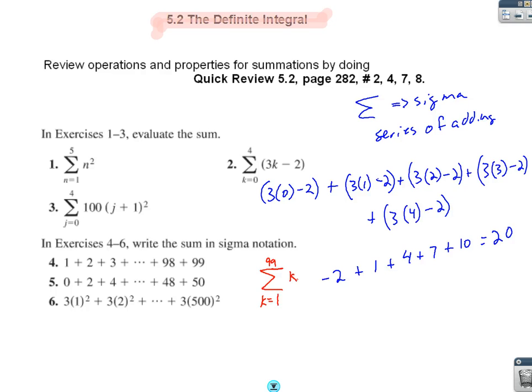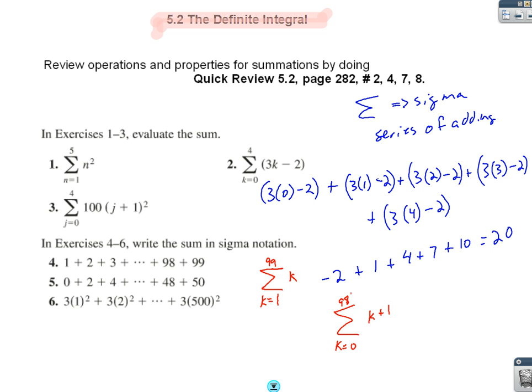Now that I have k, that's one answer I could have gotten, and that would have been fine. Well, what if I wanted to start at 0? I could start at 0 too, k equals 0. How are the 1 and the 0 related? It could be just k plus 1. And then instead of going all the way up to 99, I would just go to 98.